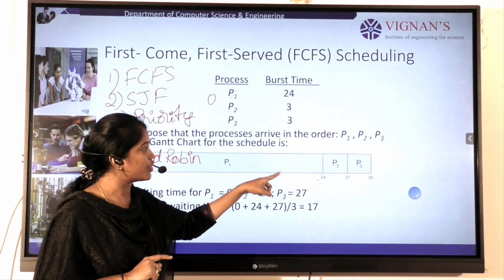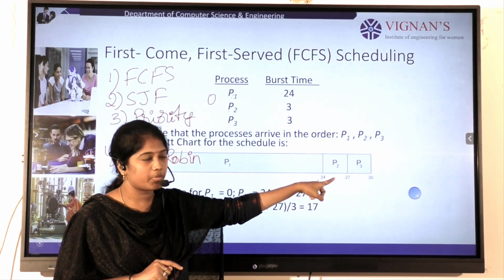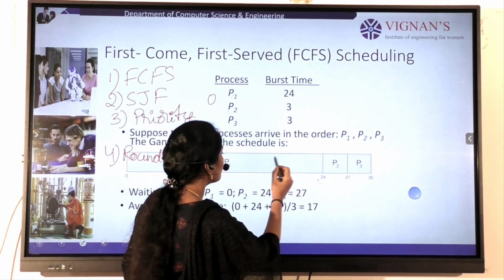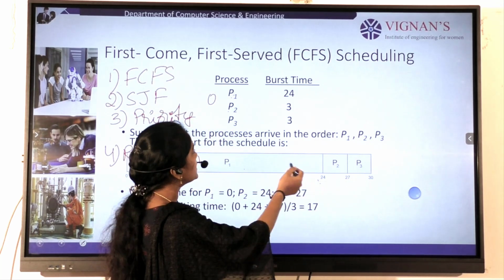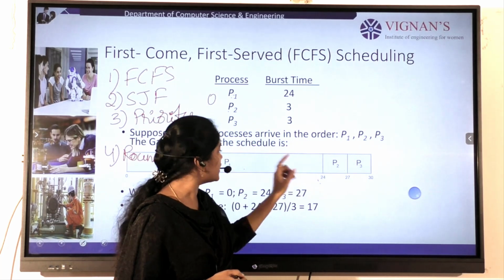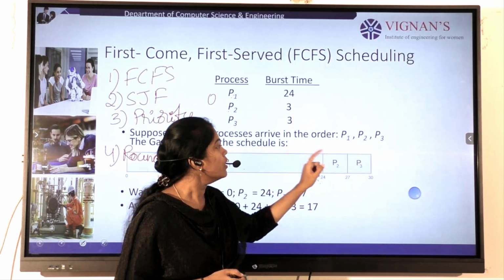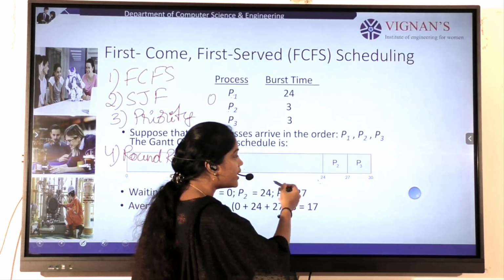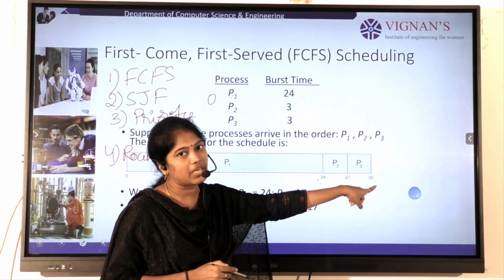After this execution of 24 milliseconds, only then will process P2 be allotted to the CPU, and P2's execution is 3 milliseconds. So total execution of processes P1 and P2 is 27 milliseconds. Next, process P3 is in the ready queue. Its execution is 3 milliseconds. After completion of P1 and P2, only then will P3 be allotted to the CPU and execute for 3 milliseconds. So total execution time of P1, P2 and P3 is 30 milliseconds.